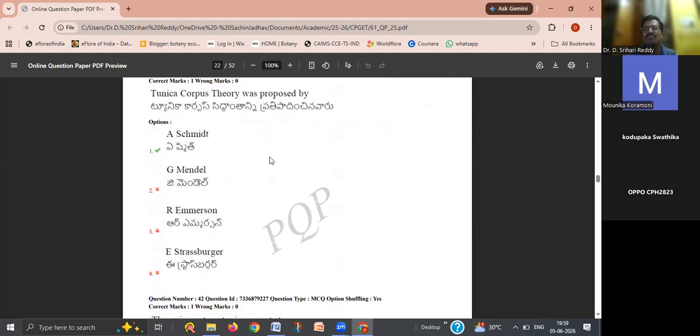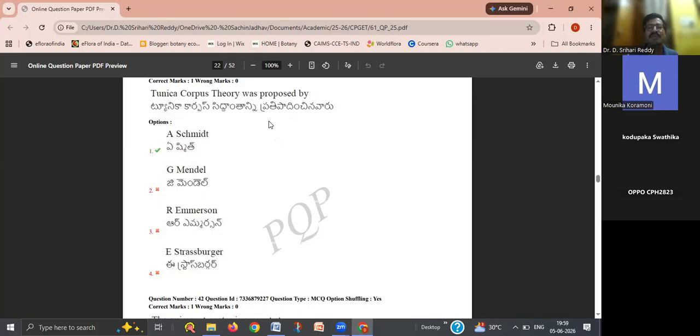Okay, so related to here, tunica corpus theory. Who proposed tunica corpus theory? There are different apical cell theories. These are all related to the meristem, root apex and shoot apex, to explain the root apex and shoot apex. Here, you see apical cell theory. Who proposed apical cell theory? Who proposed histogen theory? Who proposed tunica corpus theory? Who proposed Carper Kappe theory? So all these you should remember.